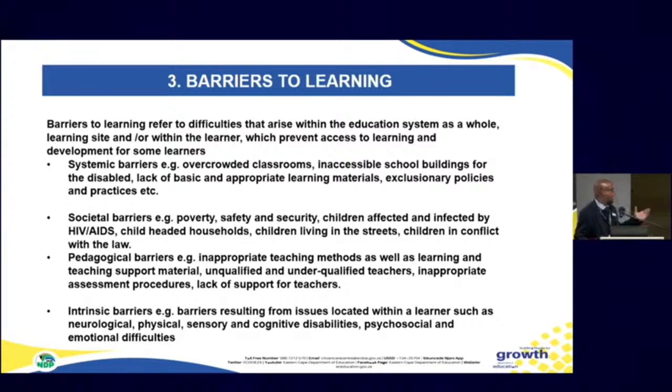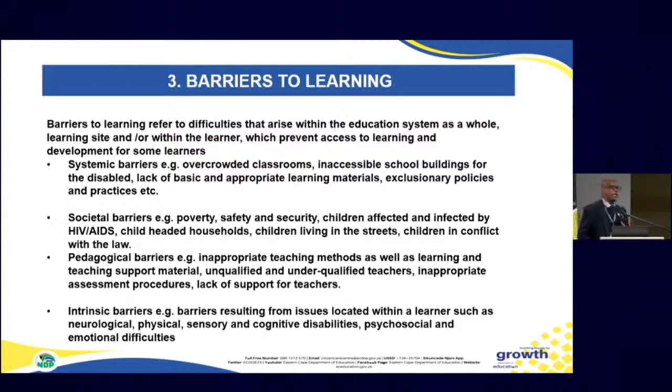Mentioned here is that there are systemic barriers that are coming from the system, like, for instance, overcrowded classrooms. Those are the systemic barriers that will cause effective teaching and learning not to take place. You can see so many examples. Inaccessible school buildings. It was mentioned here by the previous speakers that amongst other things that are barriers to inclusion, it's infrastructure. That is your school buildings and so on.